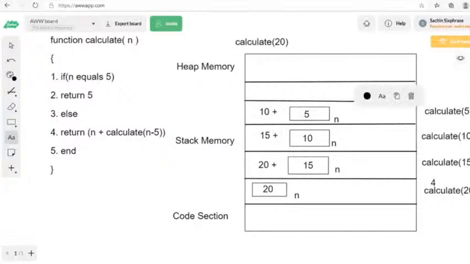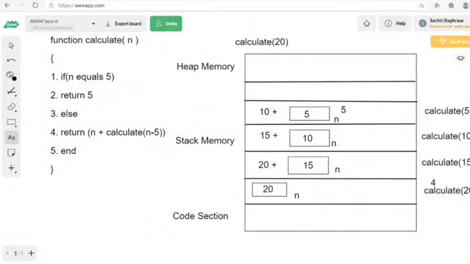Now, after you make this call, which is calculate of 5, when you call calculate of 5, n equals 5 is a true condition. When it is true, it will return 5. So this function calculate of 5 is going to return 5 instead of this. So 5 plus 10, 15. It will be 15 here, and that 15 will be returned to the previous activation record.